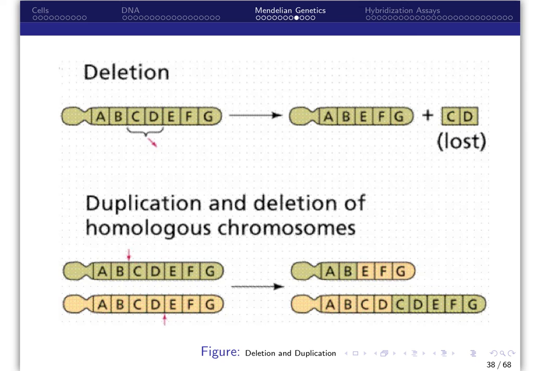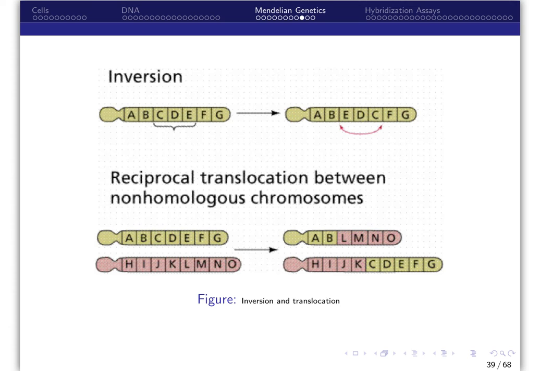Other alterations in a DNA sequence include deletion, where one or more bases are excised or cut out, and insertion, when one or more bases are added. We can see in this lower figure that the CD region from one strand was deleted and inserted into the homologous chromosome. That specific example is a duplication and deletion of homologous chromosomes. Other alterations in a DNA sequence include inversion, when a small subsequence of bases are removed and reinserted in the opposite direction.